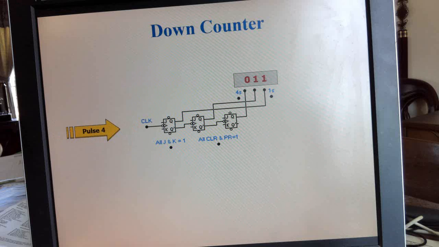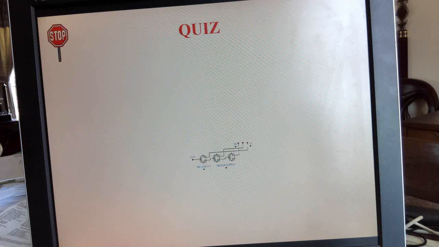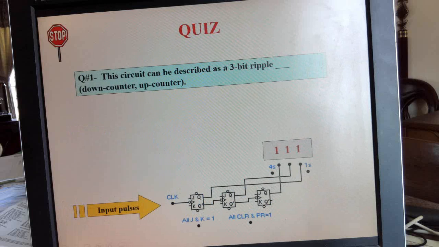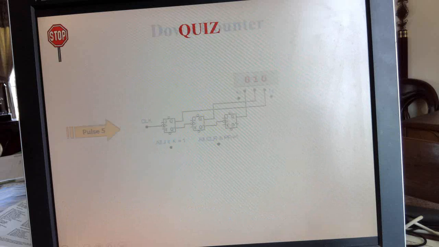Okay, so there we go. We changed that. We changed this one, and then this one changed. And again, if you notice, we're counting down. Went from 3 to 2. Let's go back and make sure you saw the counting down sequence there.